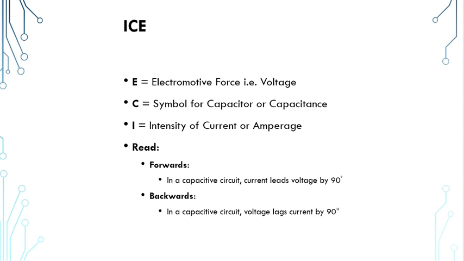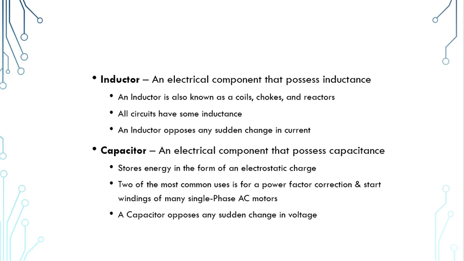Now, a little bit more on the definition. An inductor is an electrical component that possesses inductance. By definition, an inductor is a coil of wire, and so they're also known as coils, chokes, reactors, depending on their application. Now, because it's a coil of wire or a wire, all circuits have some inductance, even on DC. All circuits have some inductance.